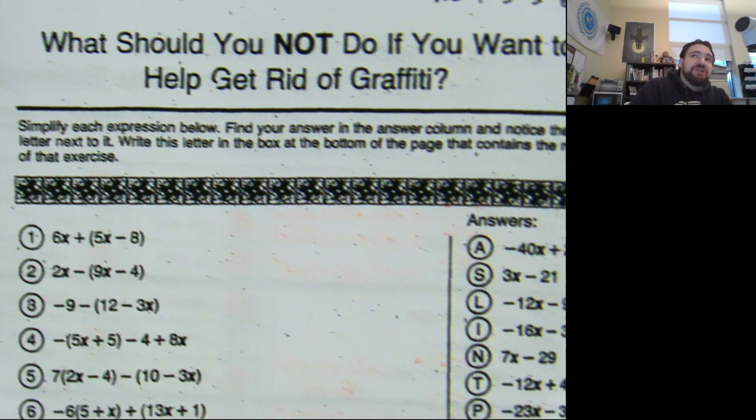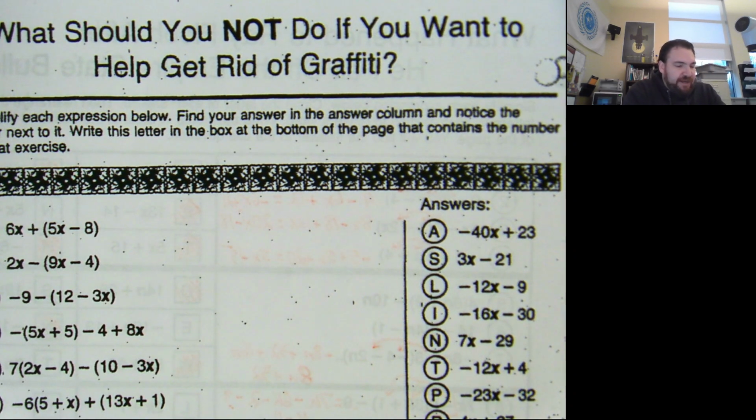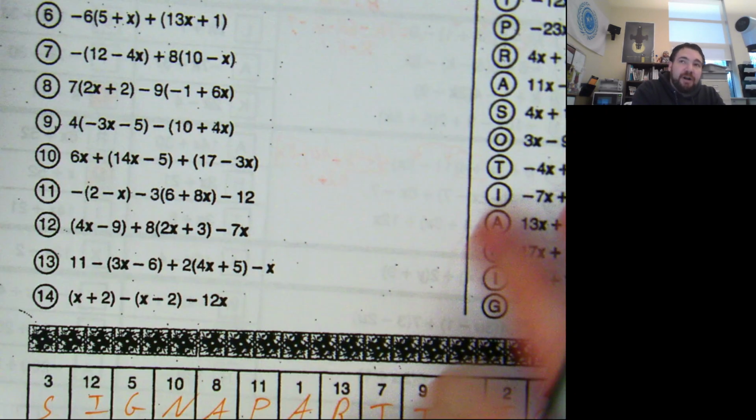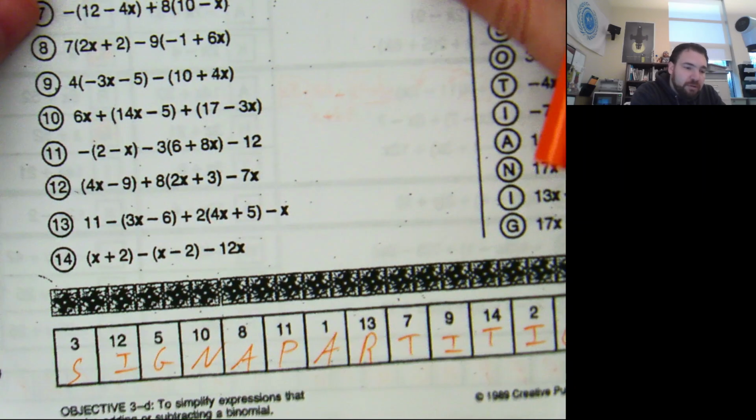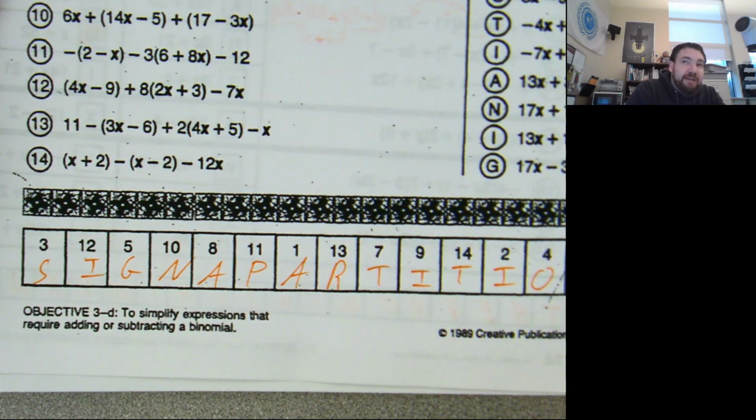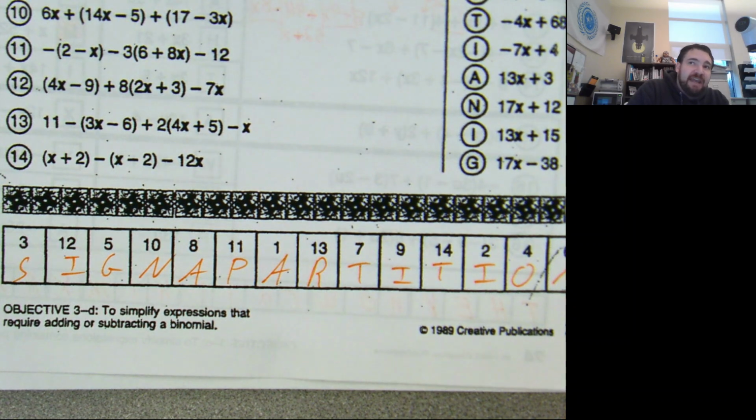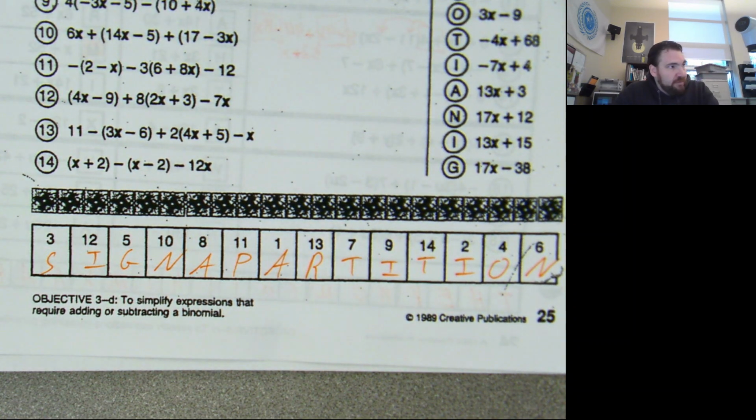What should you not do if you want to help get rid of graffiti? I'll slide down here to the bottom. What you should not do if you want to get rid of graffiti is sign a partition. A partition is a wall. If you sign a wall, you are committing graffiti. So if you want to get rid of graffiti, you should not write on the wall, is what that means. It's funny. So many of you are just rolling in laughter.